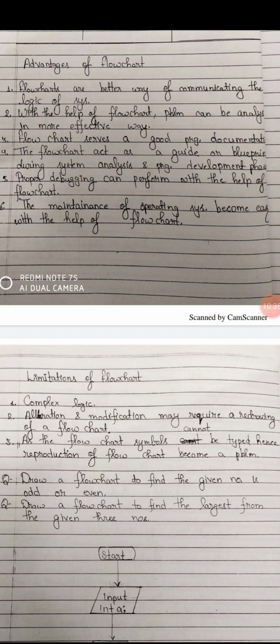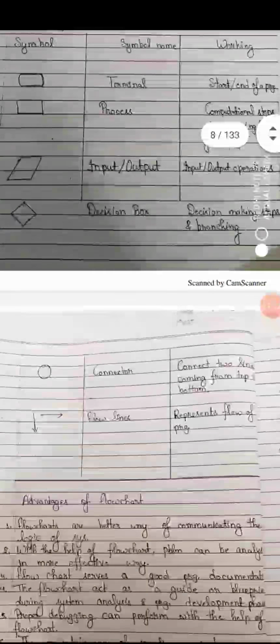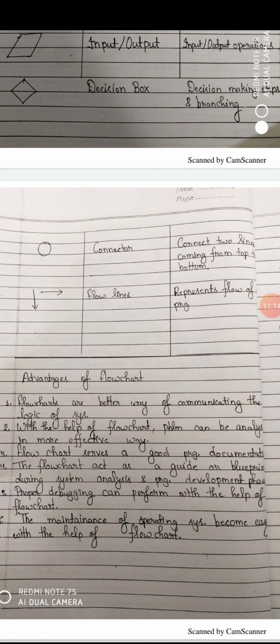And for a large, big problem, the redrawing of a flow chart is a complex task. For a very complex problem, drawing a flow chart is a complex thing. So these could be the limitations of the flow chart, because redrawing of something can consume more time. Now this is all about the theoretical concepts behind the flow chart: what are the boxes we use, what are the advantages and the limitations of the flow chart.